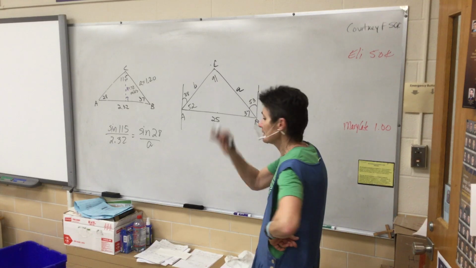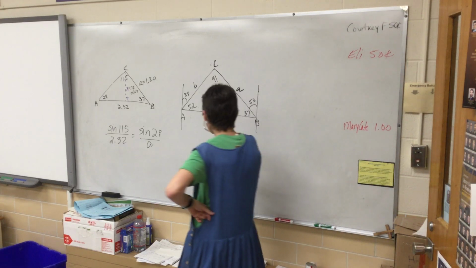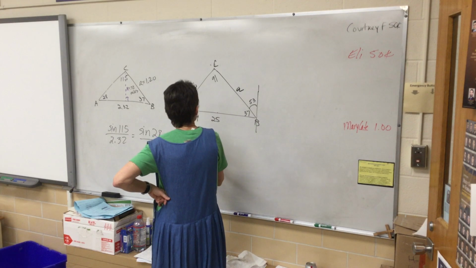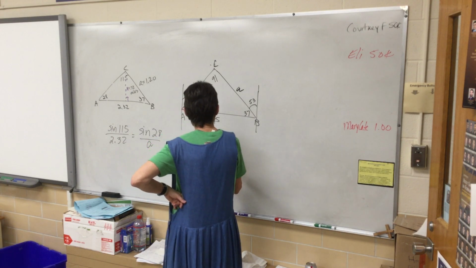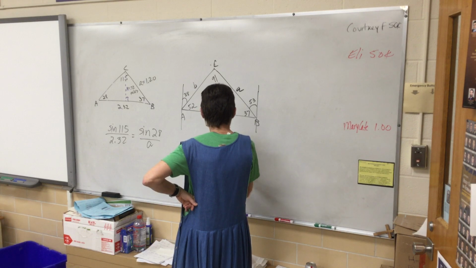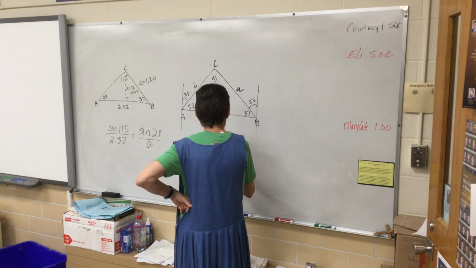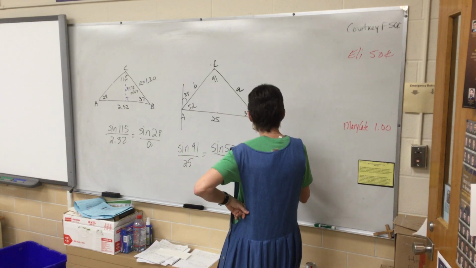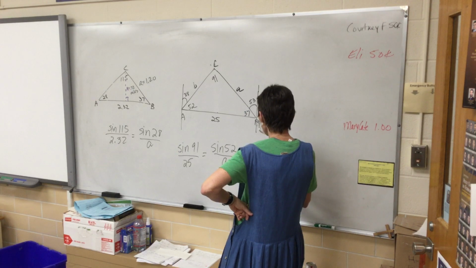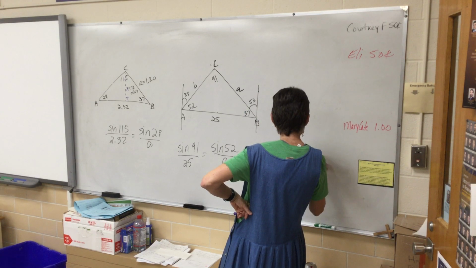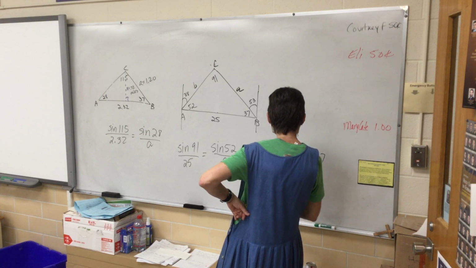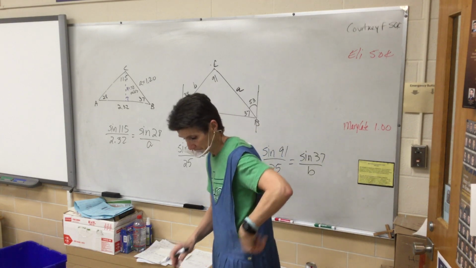So let's find A and B. I think you know how to do that. Then you do sine 91 over 25. And unfortunately, you're going to have to do both. You're going to do it twice because you can't use the Pythagorean Theorem or anything like that. So you're just going to have to do your law of sines twice.